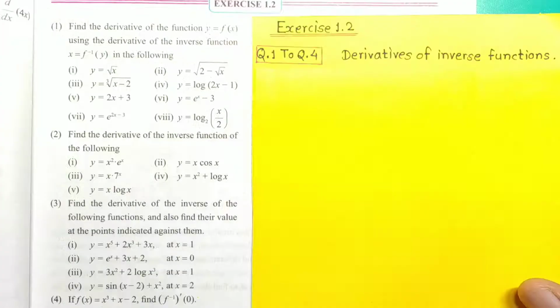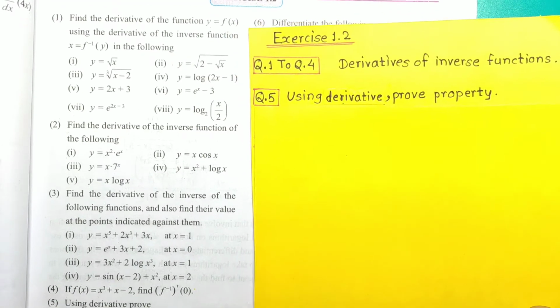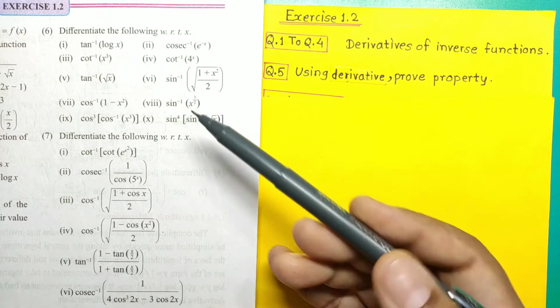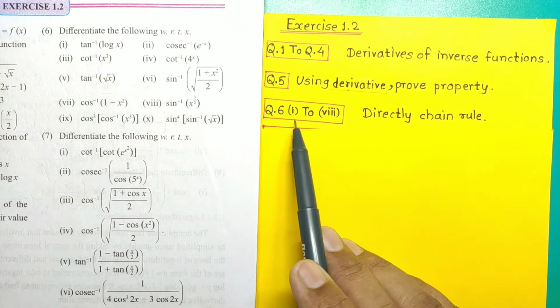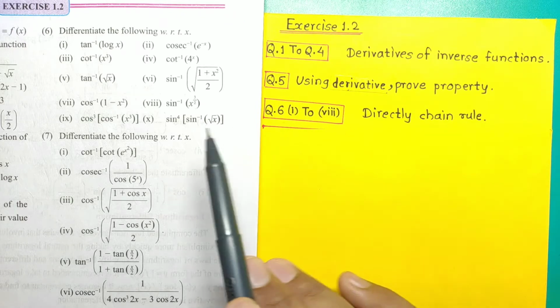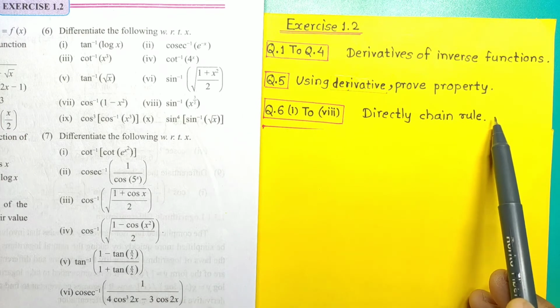Then in question number 5, you have to use derivative to prove some properties. This is question number 5. It is based on properties of inverse trigonometric functions, and to prove them you have to use their derivative. So this is one type. Then this is question number 6, and for sub questions 1 to 8 we directly use the chain rule to differentiate these inverse trigonometric functions.